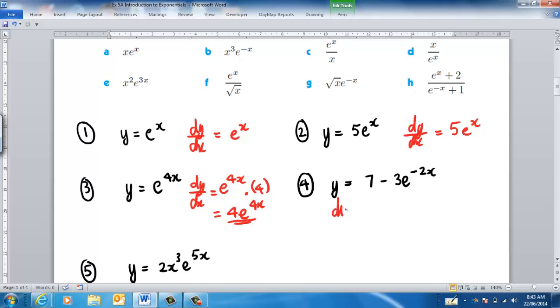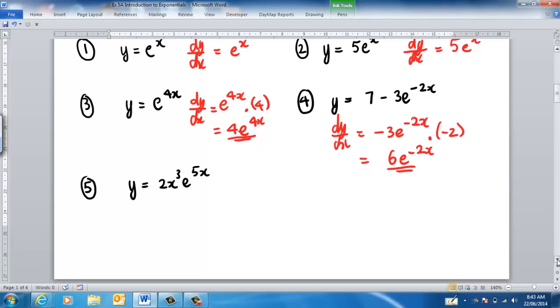Over here, if we're doing this one, dy dx is going to be equal to, well, the derivative of 7 is 0. Okay, then it's going to be minus 3e to the minus 2x, and then you times by the derivative of that, which is going to be minus 2. So then that's going to give me an answer of 6e to the minus 2x. Get the idea? Those are pretty simple, I think. I think you'll find that these functions are really easy to derive.